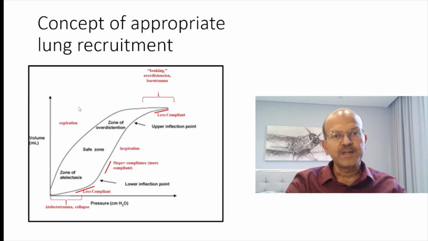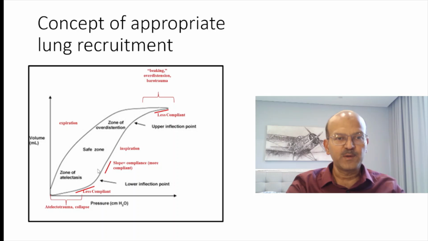And it is very important to consider the concept of appropriate lung recruitment. All of you are familiar with the pressure volume loop, and during the acute phase where there is a less compliant lung, you need more pressure to achieve a certain volume. And then you have the opening up phase. We have the lower inflection point when this starts and the upper inflection point when the benefit is achieved. But after that, if you continue increasing the pressure, the lung becomes less compliant.